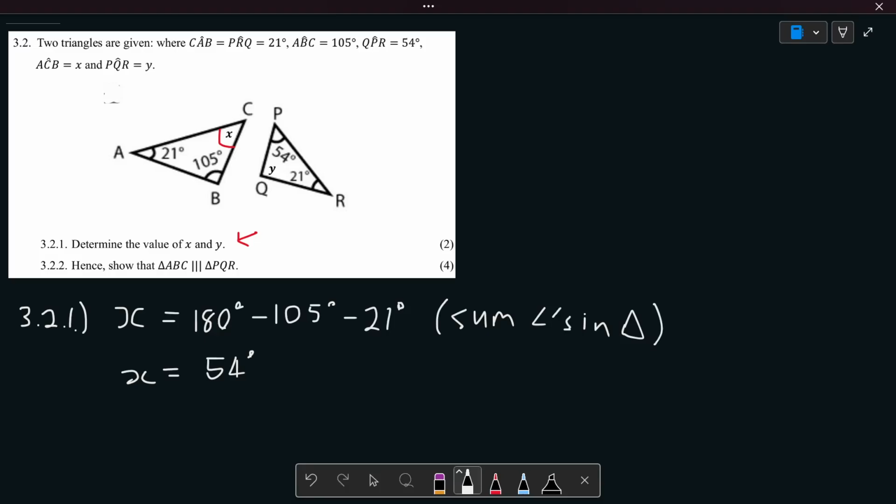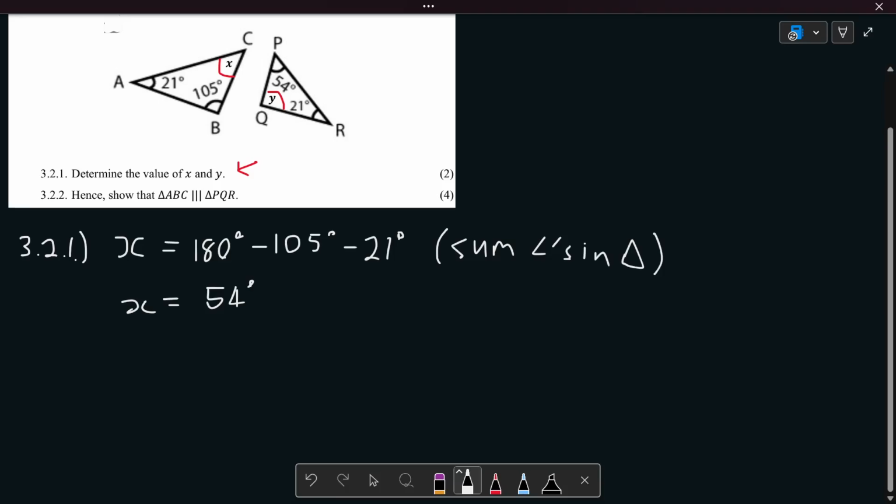Okay, now our next step is to find Y. How are we going to find Y? We're going to look at the triangle that includes Y, which is over here, and Y is there. And you can see it's the exact same thing. So we're going to do the following. We're going to say that Y is going to be equal to 180 degrees minus all the angles that are given. So it's going to be 54 degrees minus 21 degrees.